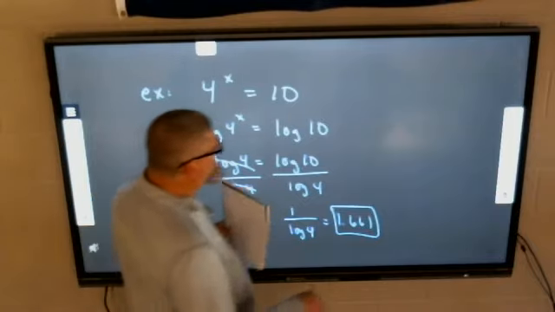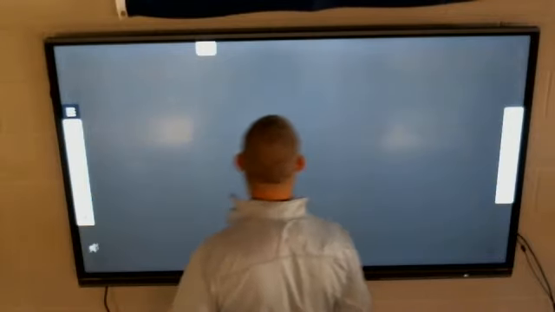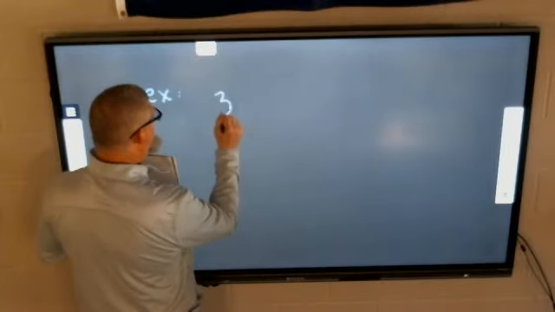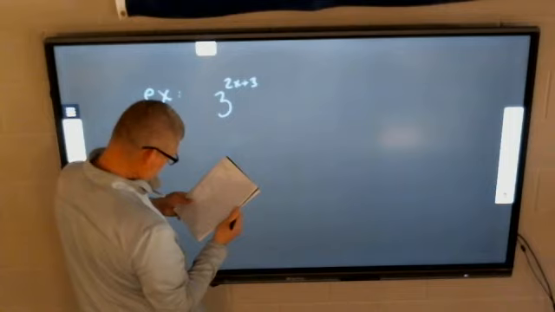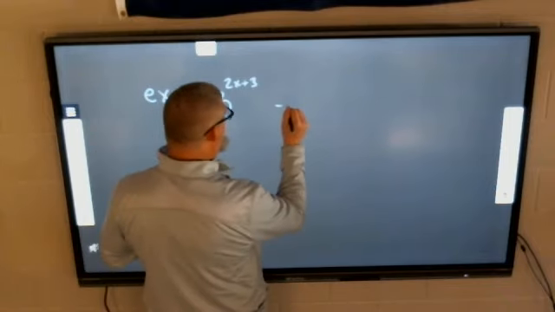All right. If we're good, let's try another example. 3 to the power 2x plus 3, minus 4 equals 17.